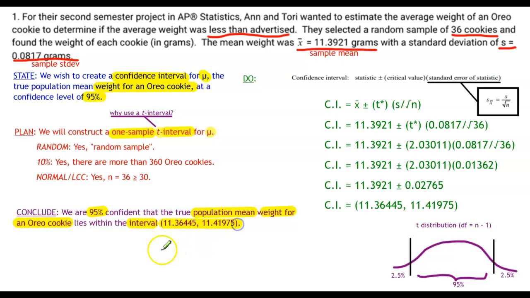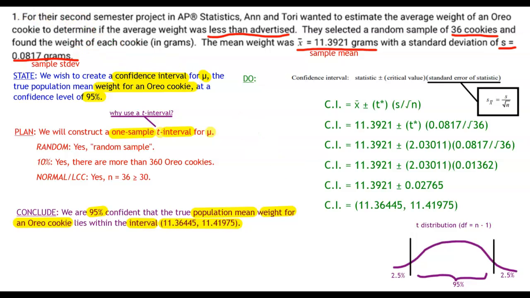You can use this as a formulaic sentence. Just take out the things that are highlighted and add in whatever percentages, parameters, context, and actual numbers for intervals that you have, or you could reword it however you want. Just be sure to include the things that are highlighted here. All right, that is the video. That is how to create a confidence interval for a mean.